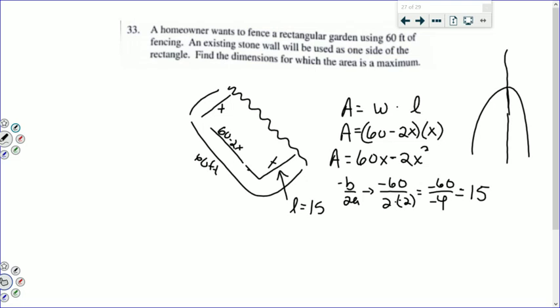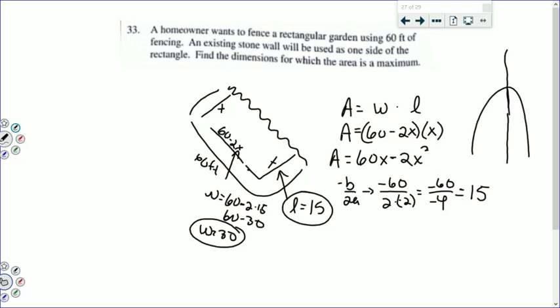So then the width right here is equal to 60 minus 2 times our length, which is 15. So 60 minus 30 is 30. So our width is 30, our length is 15. And those are the dimensions of our fenced-in area. Okay? So we can use this to solve real-world type problems. So we want to have as big a garden as possible.